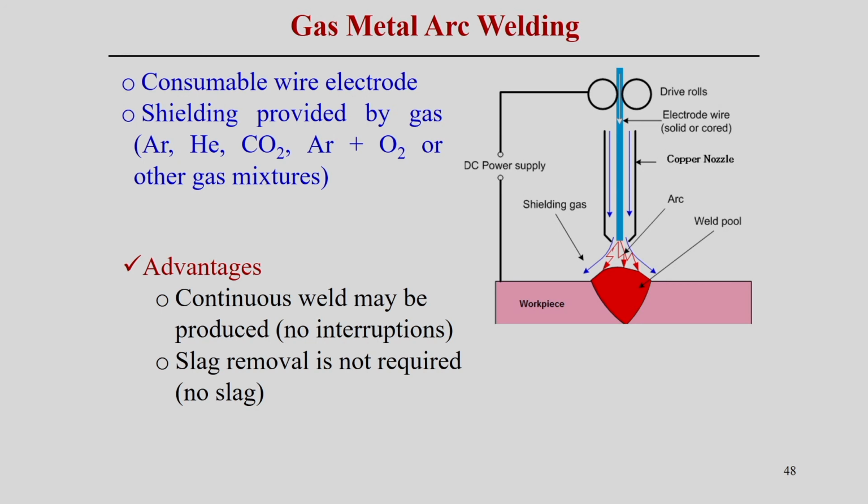Advantages: a continuous weld may be produced, no interruption is required, and slag removal is not required. In this case, since we are using shielding gas, after welding it is not necessary to remove the slag, which was associated with the previous process but is not associated with this process.